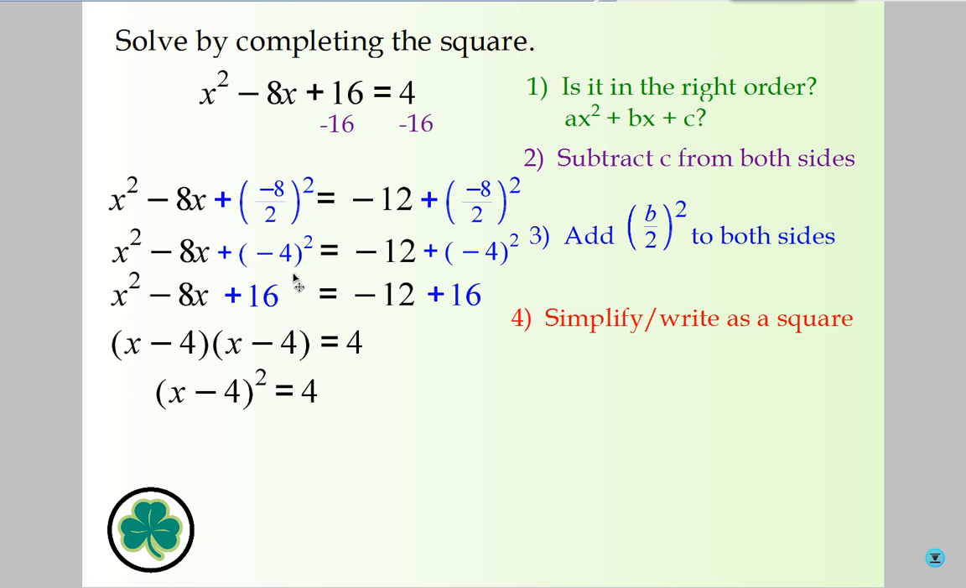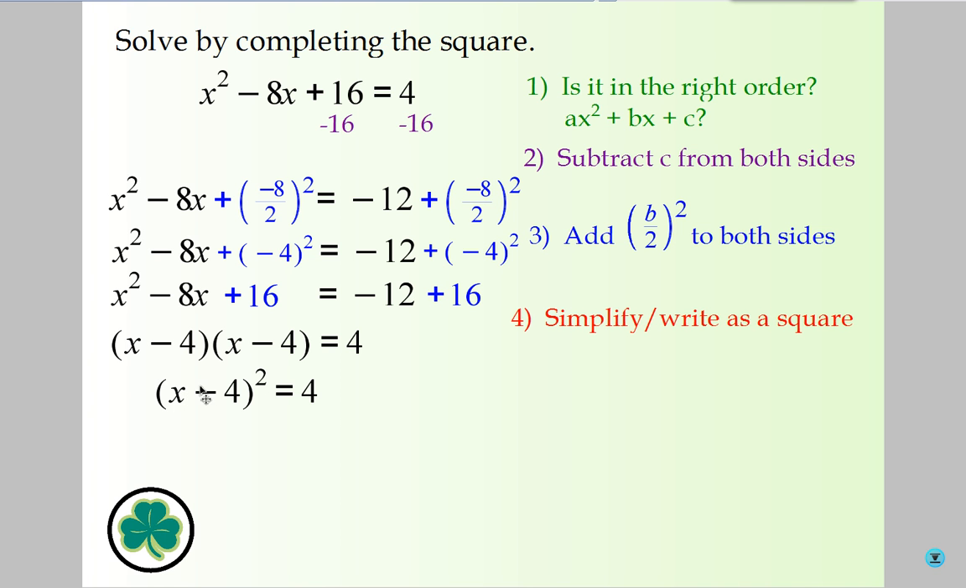Look back up here at the number that I was going to square. Remember our b divided by 2? Look how that gave me a negative 4. And look what number is in both sets of parentheses. Negative 4 and negative 4, right? That's going to help you factor this really quickly, I think.